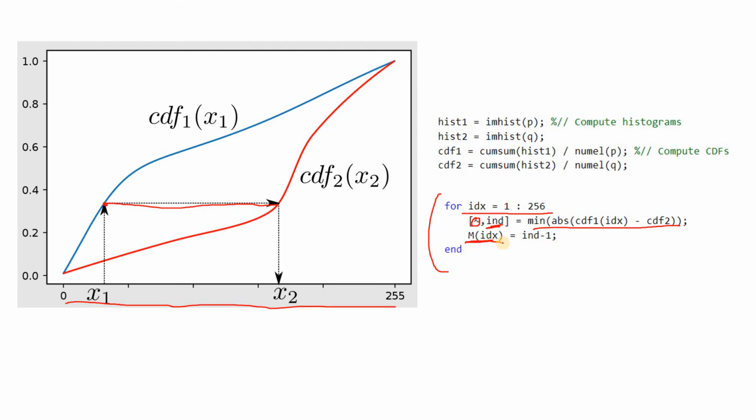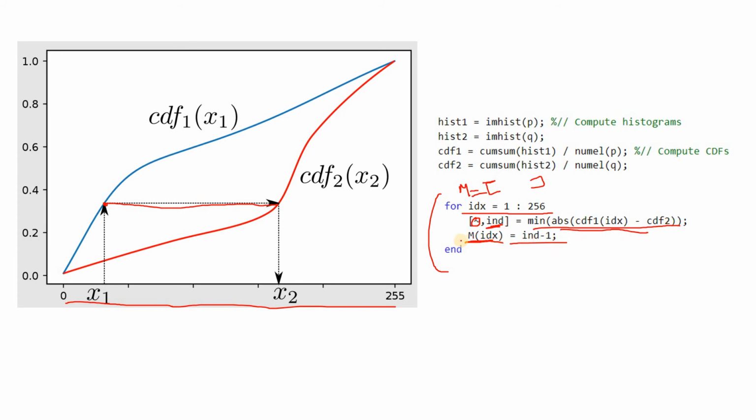So M here is the mapping we are storing. M of idx, see very carefully what is being done here. M is, suppose, a zero matrix we have defined earlier. So M of idx equals ind minus 1. What are we doing here? We get the index at which we have the minimum difference, and this index will obviously range from, correct, 1 to 256 only. Among 1 to 256 only we should get the minimum value, right? Because CDF1 and CDF2 have only 256 elements and the array index starts from 1.